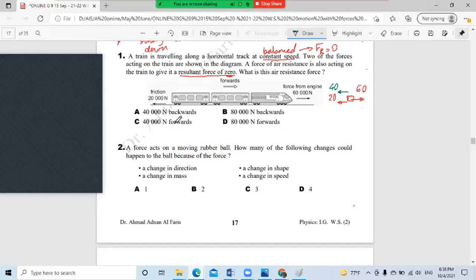So the answer here is 40,000 newtons backwards. 40,000 plus 20,000 makes 60,000 backwards, and 60,000 forwards make the resultant force equal 0. So there is no resultant force, right? Good.